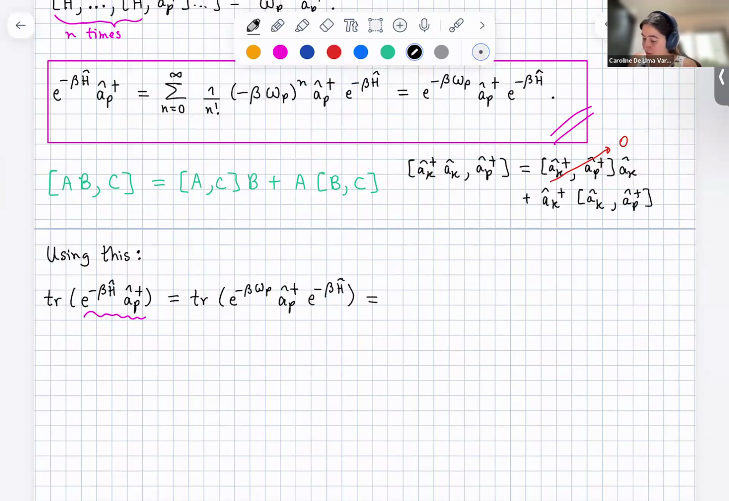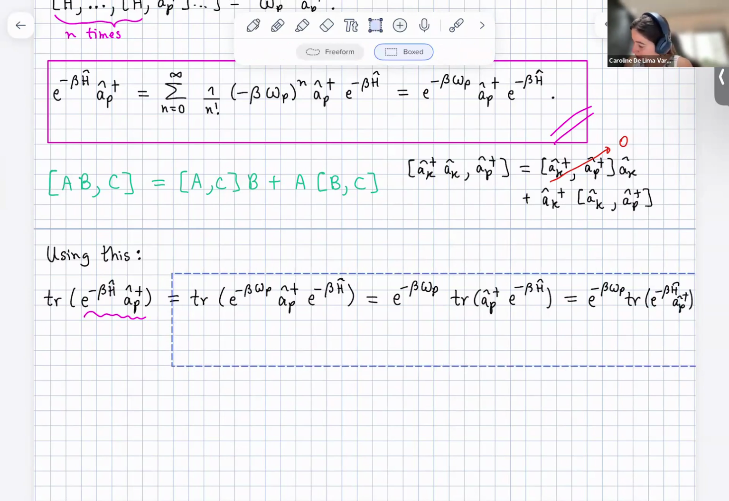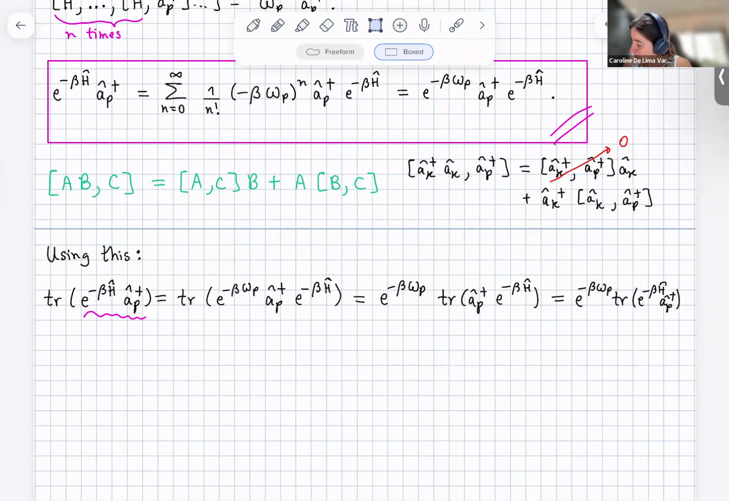And well, the first term is just a scalar, right? So I will pull it out, and then this times the trace of AP dagger e to the minus beta h. Because of the cyclicity of the trace, I can write this as minus beta omega p times the trace of e to the minus beta h times AP dagger. Okay, it was a bit squeezed in the end. Sorry. Let me see if I pull it a little bit. Okay, let me rewrite this.